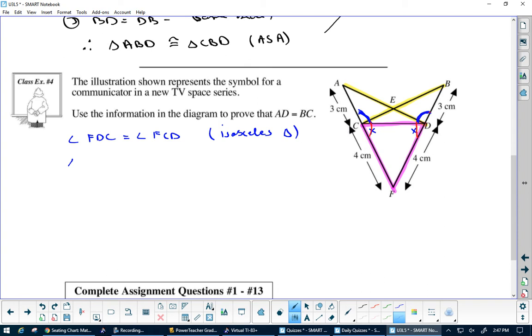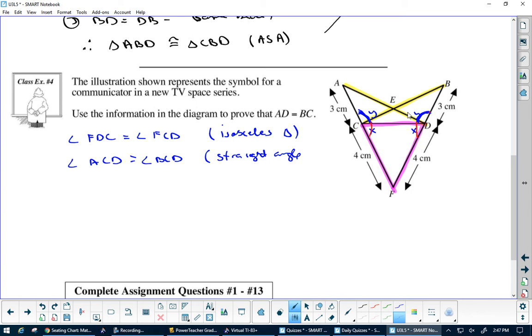So we can say angle, now we're going to call this, see this triangle? ACD. So angle ACD is equal to angle BDC. And that's the straight angle. So now I know that y equals y.